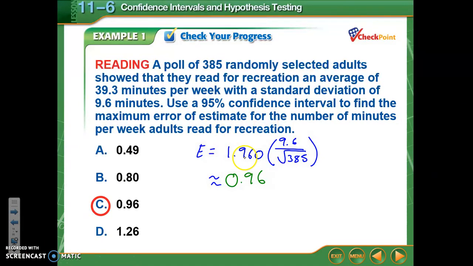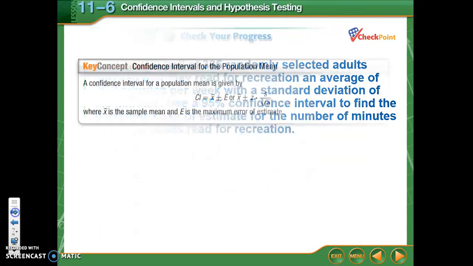Your z-value is 1.960. You should have used from your note guide the z-value for the 95% confidence interval. 9.6 is my standard deviation, and 385 is my sample size. So this means we can be 95% confident that the population mean, my actual mean, will fall within 0.96 of the given mean, 39.3 minutes.